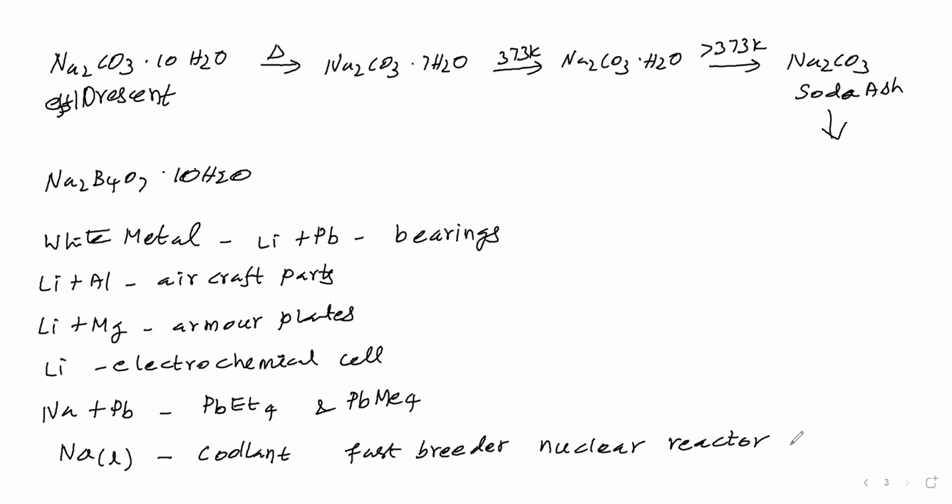Then potassium chloride is used as fertilizer. Then potassium hydroxide is used for manufacturing soft soap. Potassium and cesium are used as electrodes in photoelectric cells.